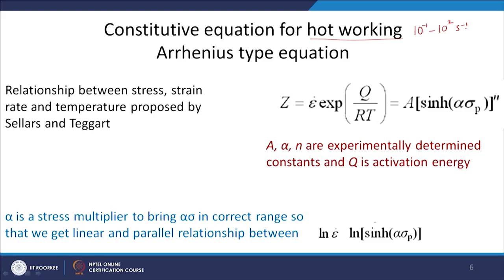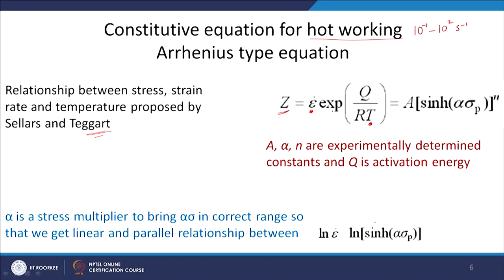So, in this particular regime, we are going to discuss the Arrhenius type equation, which relates the stress as a function of temperature with an exponential term. Again we are developing a relationship between the stress, strain rate and temperature, and this particular equation was proposed by these two scientists, Sellers and Tegart. Basically, you have Z, the Zener-Hollomon parameter, which brings these two parameters together, strain rate and temperature.